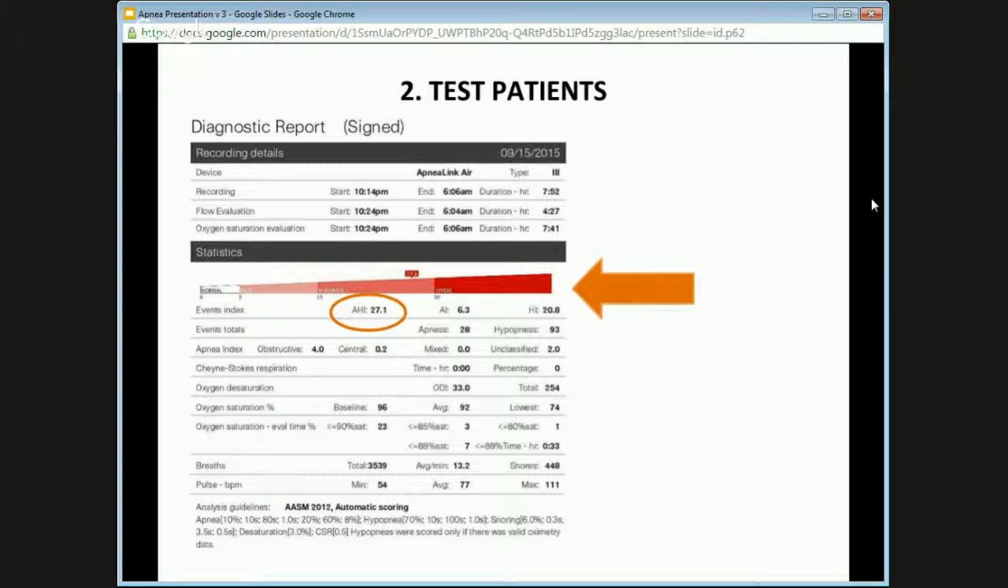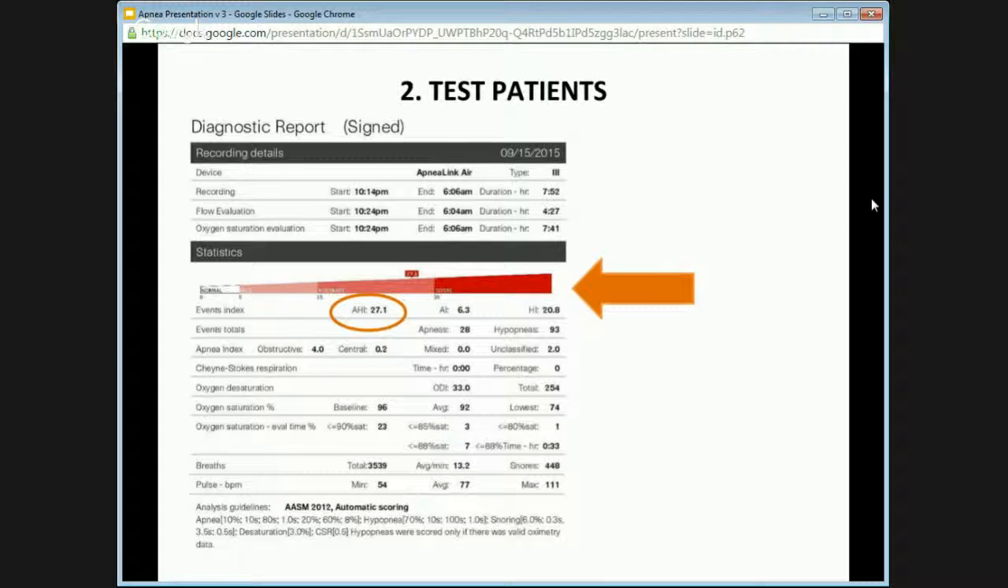This is one of my patients. This is the test results. This is a diagnostic report. And you can see here 27 times per hour, this patient stops breathing. 27 times per hour. And remember, let me reinforce this because Marshall told me I didn't do it enough last time, 10 seconds or longer to even register on the device. So 271 seconds of every 60 minutes, this patient is not breathing.